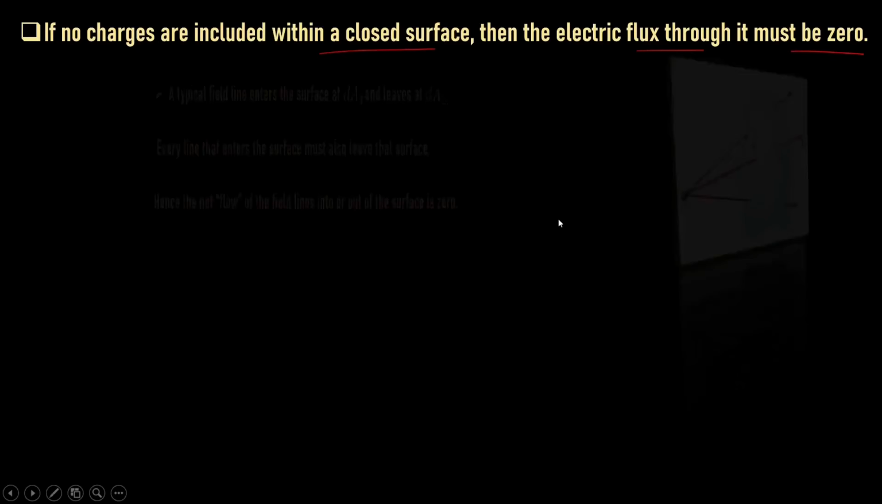Now, the next type of question: if no charges are enclosed within a closed surface, then the electric flux through it must be zero. This is another conceptual type of question. If no charge is present within the closed surface, then the flux must be zero. Now let us depict this situation.